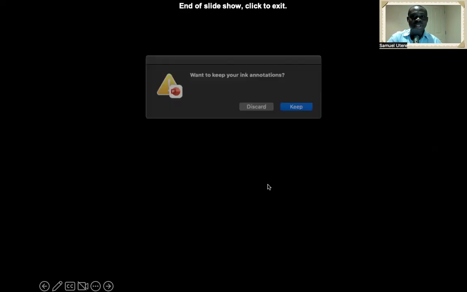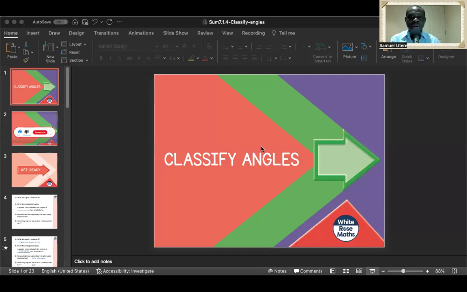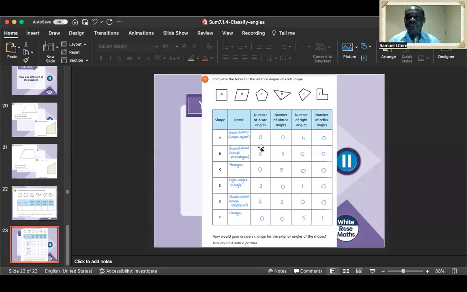That brings us to the end of this short lesson. So far, you have learned how to classify angles using these special words like acute, obtuse, right angles, and reflex angles. Well done for sticking around and for building a very good foundation for your learning of maths.